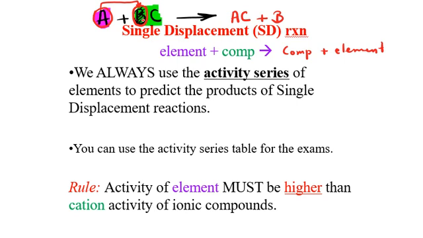and you may also say, if we have a compound and an element on the product side as well. As you see here, we use the activity series of elements to predict the products of a single displacement reaction. You do not need to memorize any info regarding this table. During your evaluation time, exams, and quizzes, you always have access to the activity series of elements.